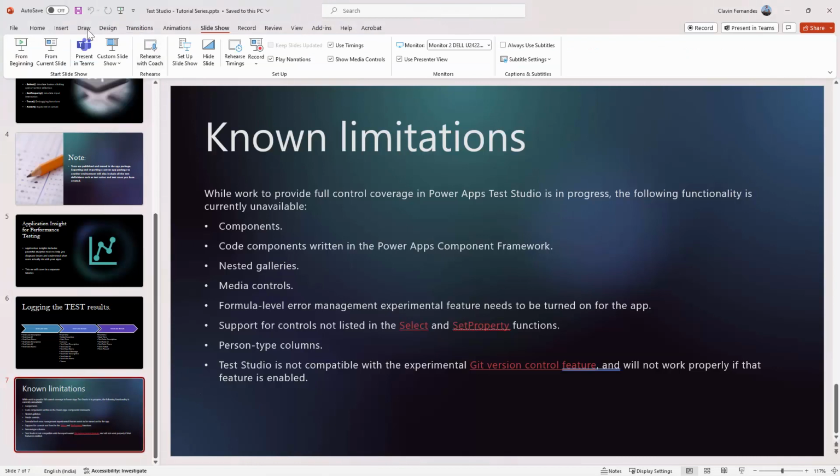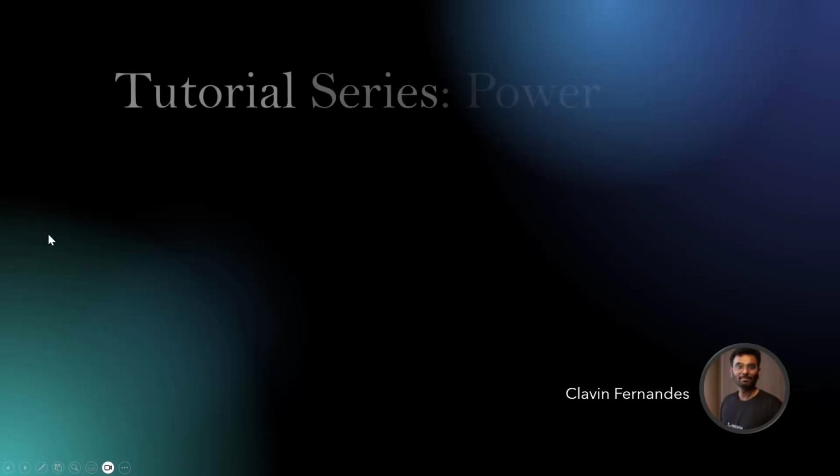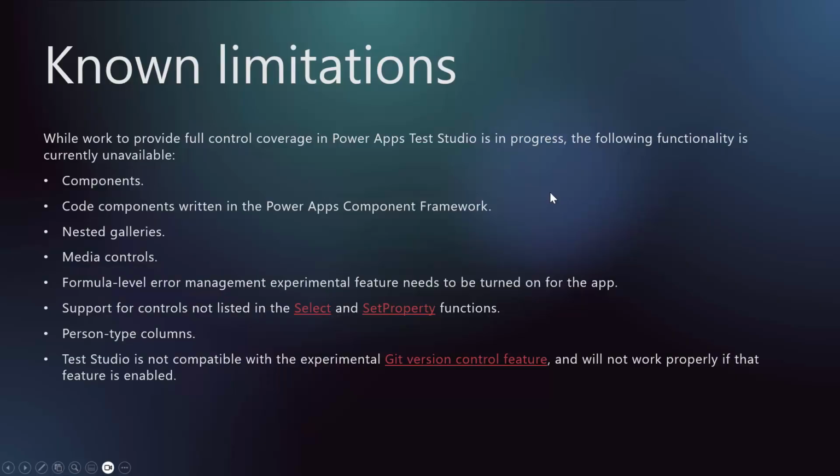So before we move ahead, let's quickly look at the known limitations. First and foremost, Test Studio is something that Microsoft is still working on. So it doesn't currently work with code components written in component framework. If you have nested galleries, media control, formula level errors, it's not something that you can validate. And it supports only controls listed in the select and set properties function. And then, the person type column is not supported.